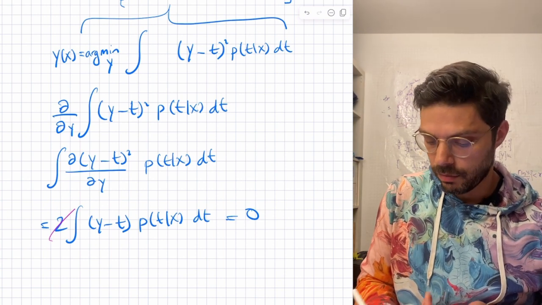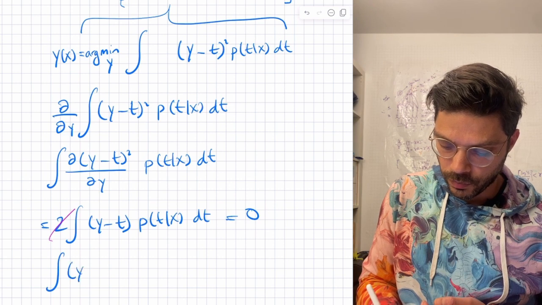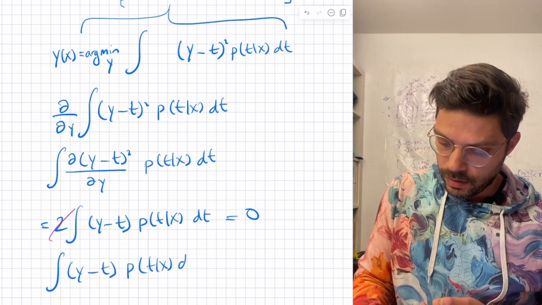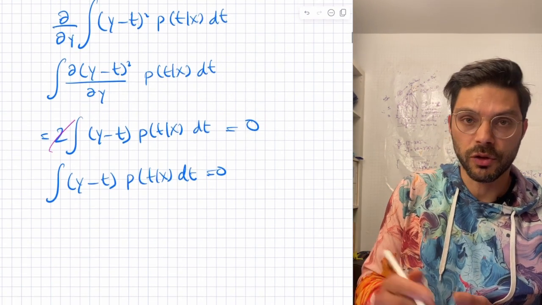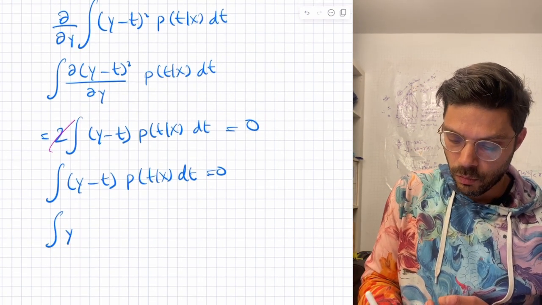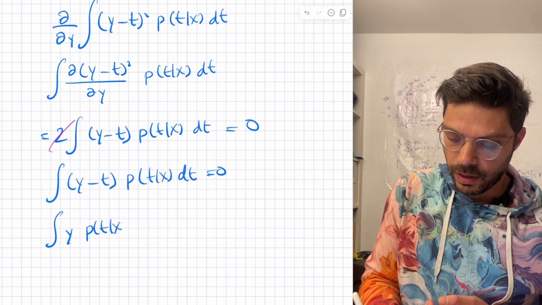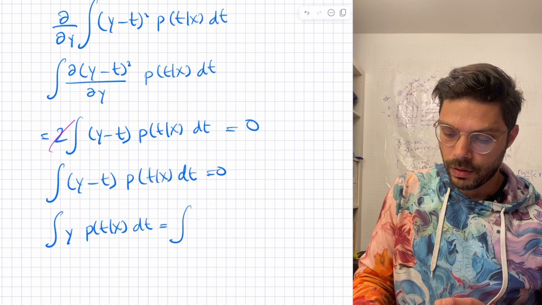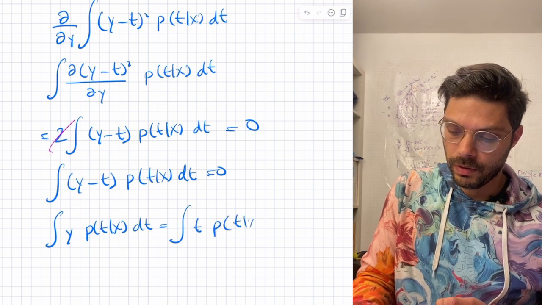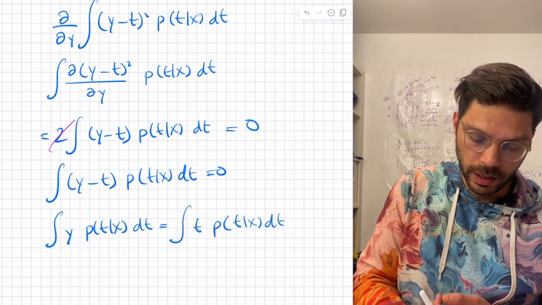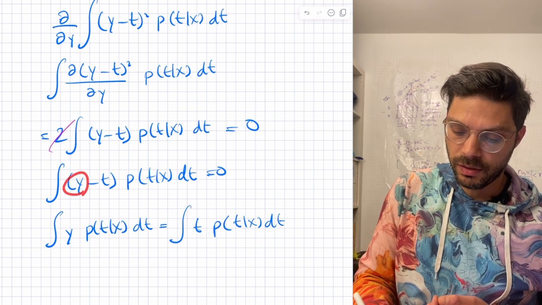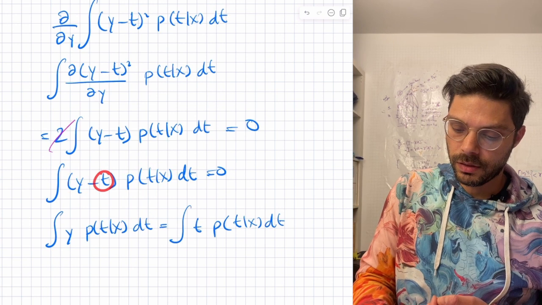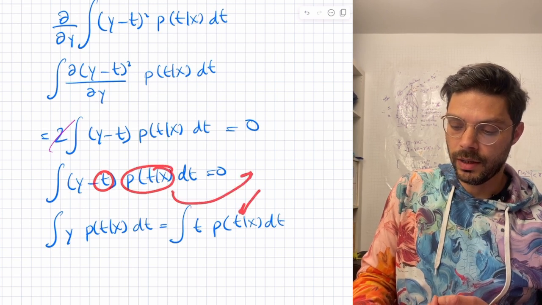Okay, so now we just have two equations. So we've got the integral of (y minus t) p(t given x) dt is equal to 0. So let's just split it up. This is the same as saying y times the integral of p(t given x) dt is equal to the integral of t p(t given x) dt, right? So I just split this up. So this and this come over here, and this I move to the other side.